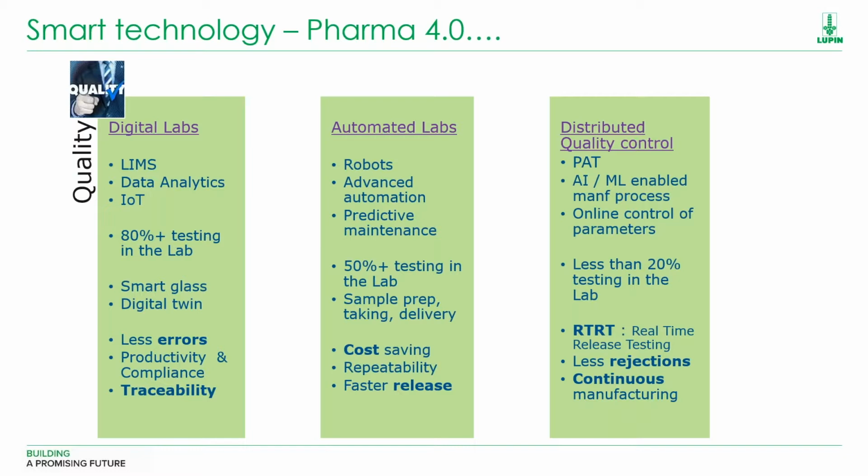So the obvious next step for us is to at least get to automated labs, and then keep working towards distributing the quality control as much as possible with minimal capital investment. And then when the right point comes for a particular manufacturing site or a line, you think about whether you can actually make it a continuous process in that site itself.